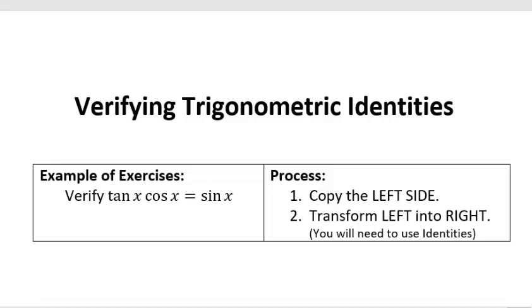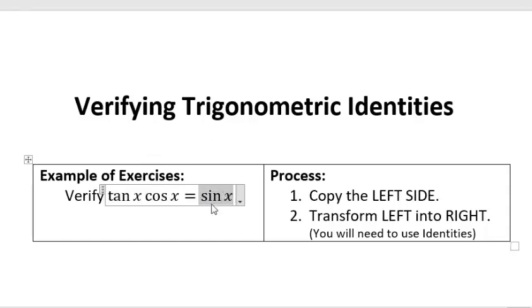Okay, we're gonna solve exercises that are gonna ask us to verify trigonometric identities. An example of this type of exercise is: verify tangent of x times cosine of x gives you sine of x. What's the process we're gonna do? We're gonna copy only the left side of the identity, okay? And we're gonna have to transform that left side into the right side.